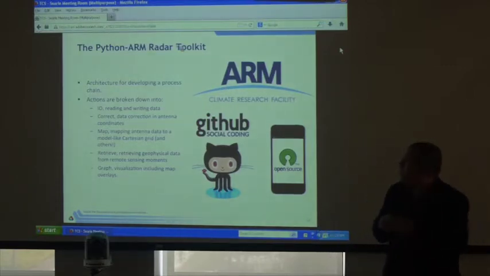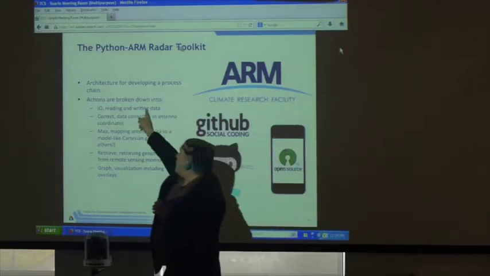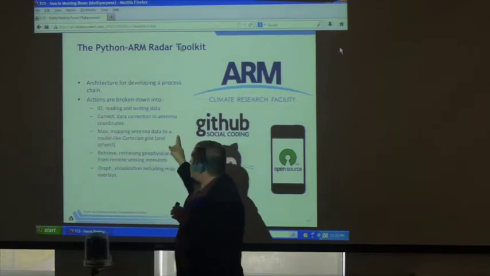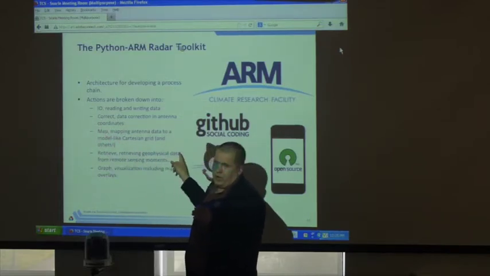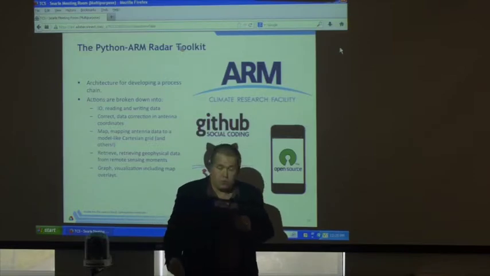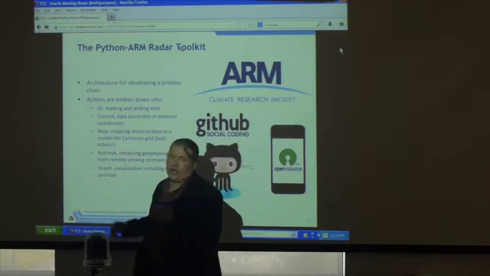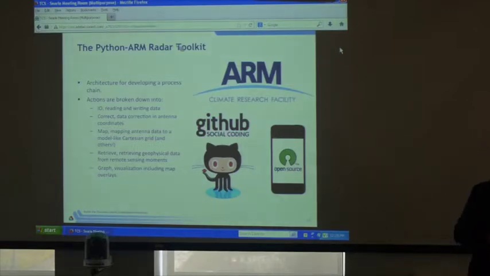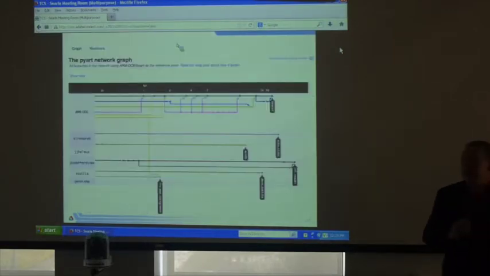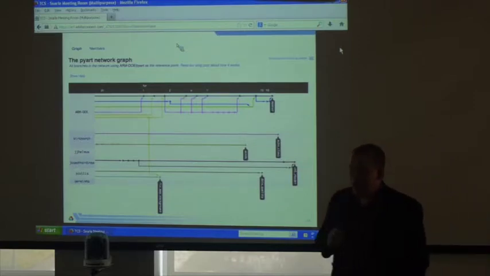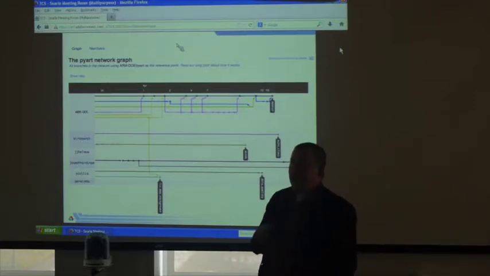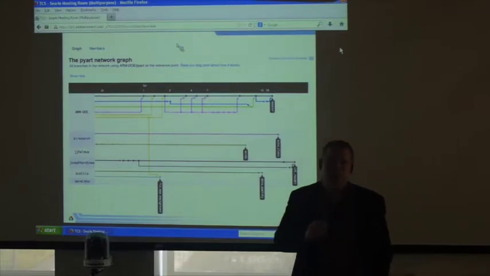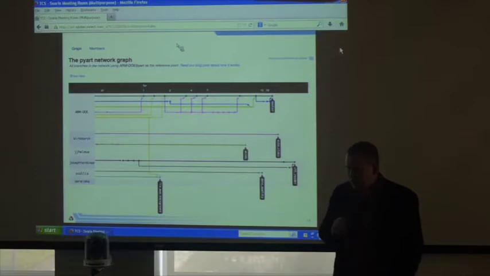And so at the moment our toolkit does reading and writing of data in the I/O modules, correction of data in the antenna coordinates, mapping to a Cartesian grid, retrieving information from radar moments to geophysical moments, and graphing and visualization. So simple things like being able to plot your data onto a map is really handy. I've loved using GitHub. I've found it to be a great website and a great interaction and methodology for accepting unsolicited code. It's blown me away.